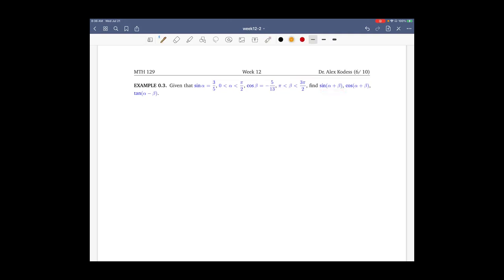So if we want to compute sine of alpha plus beta, by the sine of a sum formula, that is sine alpha cosine beta plus cosine alpha sine beta. Now sine alpha we know, and cosine beta we know. We need to compute cosine alpha and sine beta.